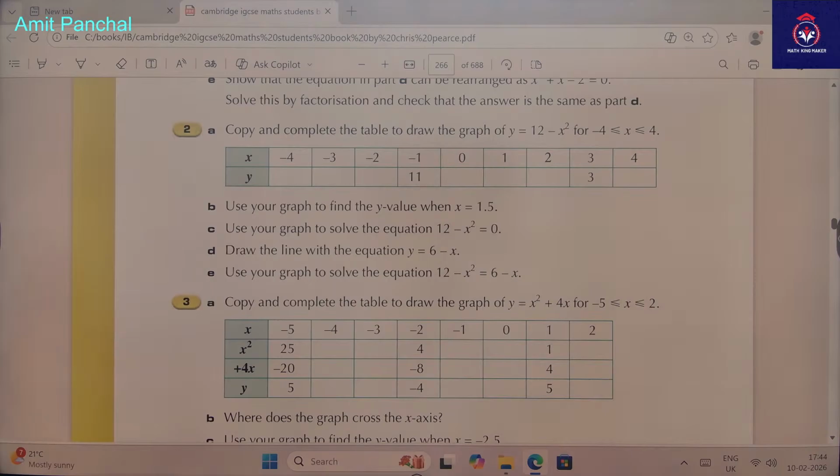For part C, yeah, first of all you need to draw the graph of y equal to 12 minus x square. Then use your graph to find the y value when x equal to 1.5. So you just have to go on the graph and see what is the corresponding value of y when x equal to 1.5. What about E, sir? Question E, use your graph to solve the equation. That is the same thing. You need to solve this equation 12 minus x square and just equate it with 6 minus x.